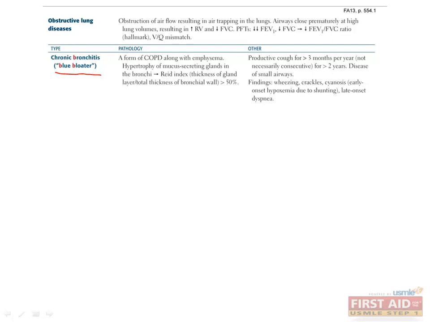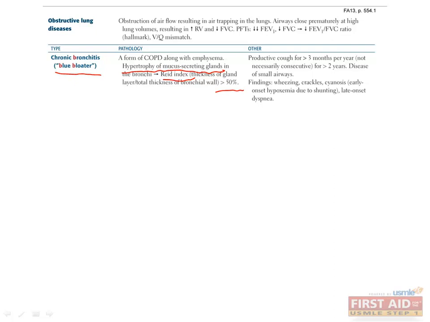The pathology involves hypertrophy of mucus-secreting glands in the bronchioles, which can be quantified with a Reid index greater than 50%. The mucus and inflammation cause the obstruction, which causes the body to decrease ventilation and increase cardiac output, creating that VQ mismatch. You may also see secondary polycythemia.